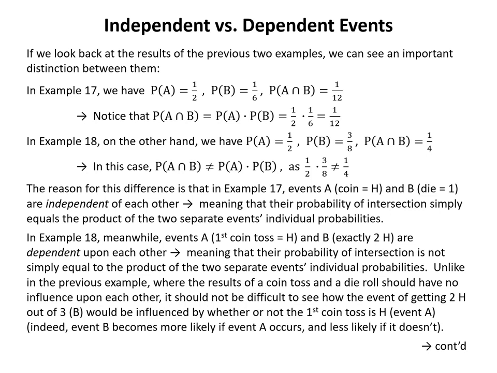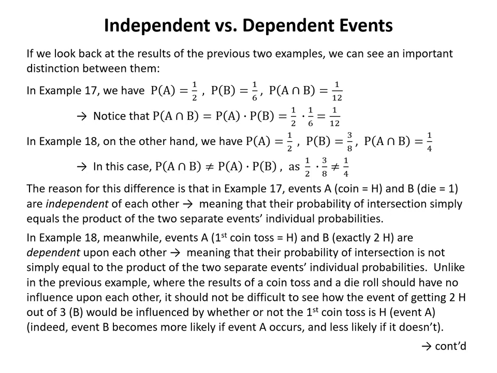Now, the reason for this difference is that in example 17, event A, that the coin is heads, and event B, that the die equals 1, are events that are independent of each other, which means that their probability of intersection simply equals the product of the 2 separate events' individual probabilities. In example 18, meanwhile, event A is that the first coin toss is heads, and B is that we get exactly 2 heads. Those are dependent upon each other, meaning that their probability of intersection is not simply equal to the product of the 2 separate events' individual probabilities.